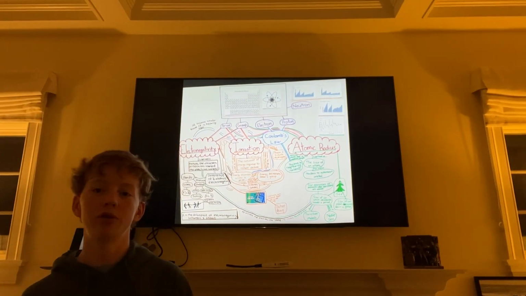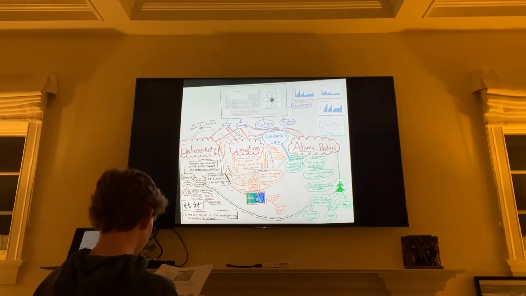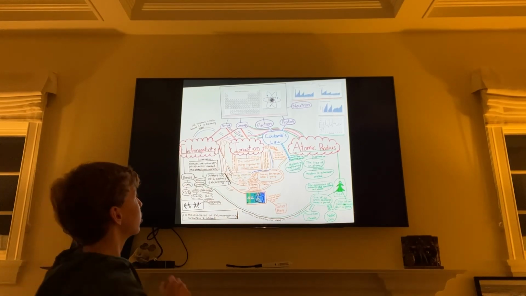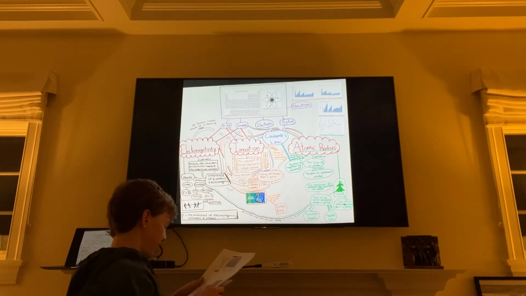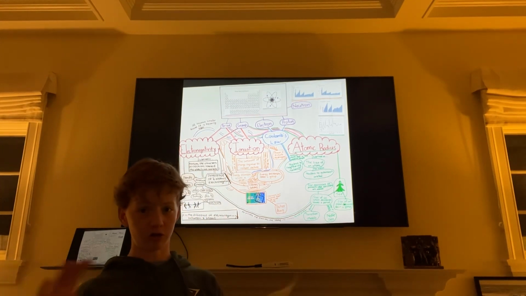The next topic I'll be talking about is electronegativity. So electronegativity is the ability of an atom to hold electrons tightly. So Coulomb's law over here states that like charges repel each other and opposite charges attract.